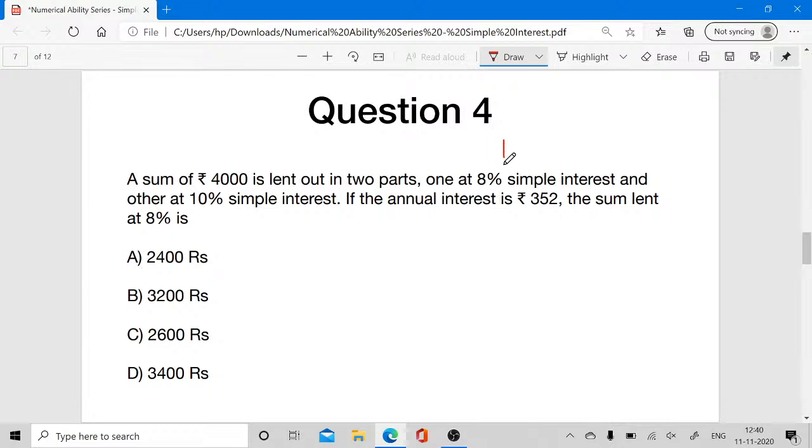Right? So I'm asking about this one: the part which is lent at 8% simple interest. So I have the sum here. What does sum mean? I already told you: principal.